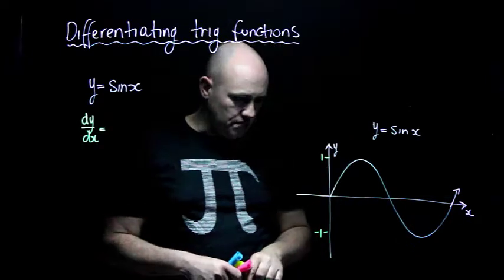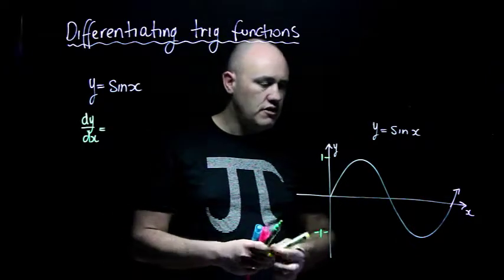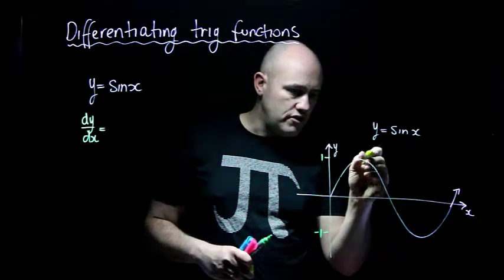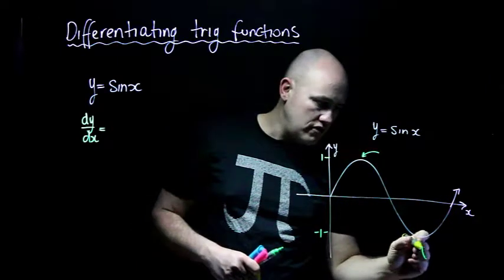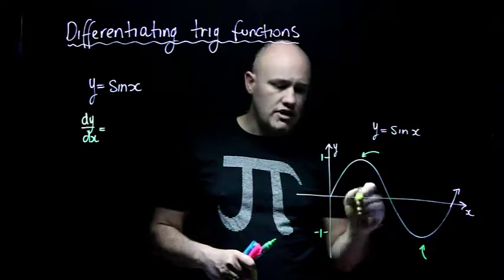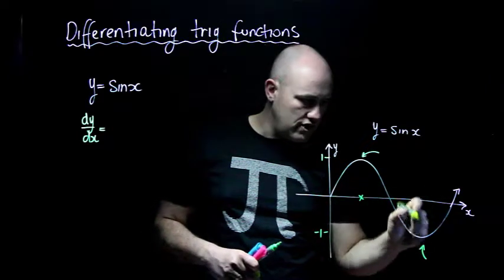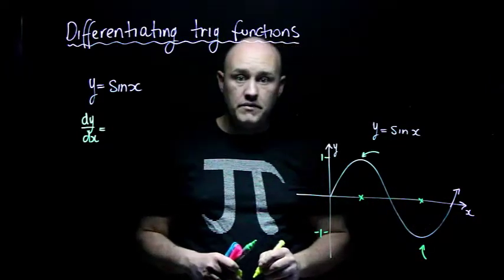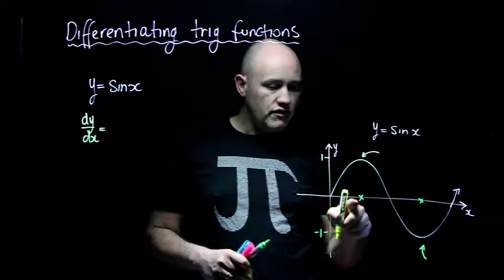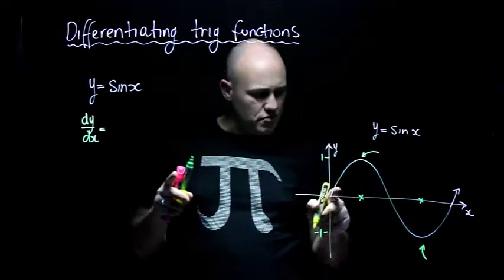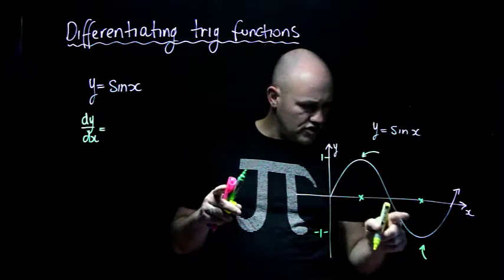Okay? So, first of all, let's start with the obvious ones. The obvious ones are the stationary points. There's a stationary point, and there's a stationary point. At those points, the gradient is 0. So we have a 0 gradient and a 0 gradient there. Okay? Now, let's investigate some other points here. So I've got some interesting things happening.